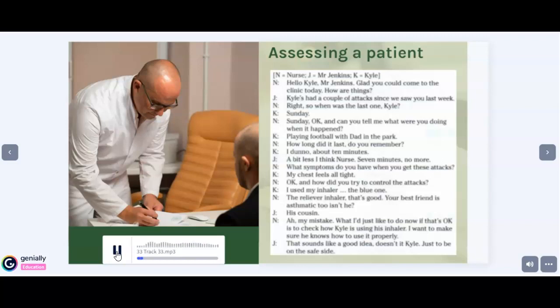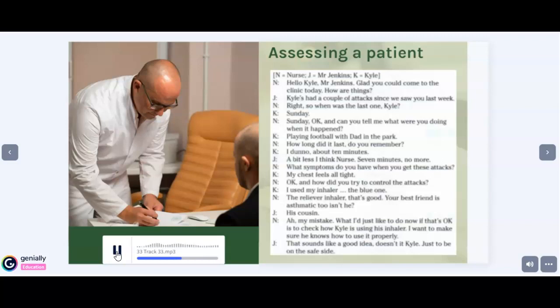Hello, Kyle, Mr. Jenkins. Glad you could come to the clinic today. How are things? Kyle's had a couple of attacks since we saw you last week. Right. So when was the last one, Kyle? Sunday. Sunday, okay. And can you tell me what you were doing when it happened? Playing football with Dad in the park. How long did it last? Do you remember? I dunno. About 10 minutes? A bit less, I think, nurse. 7 minutes, no more. What symptoms do you have when you get these attacks?